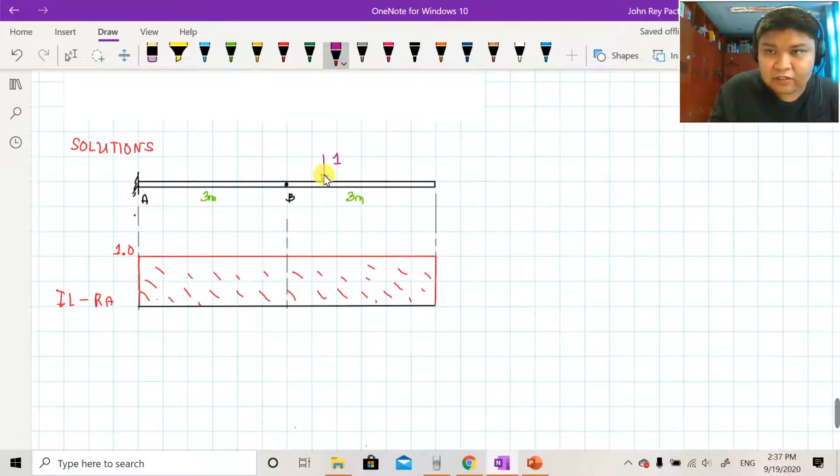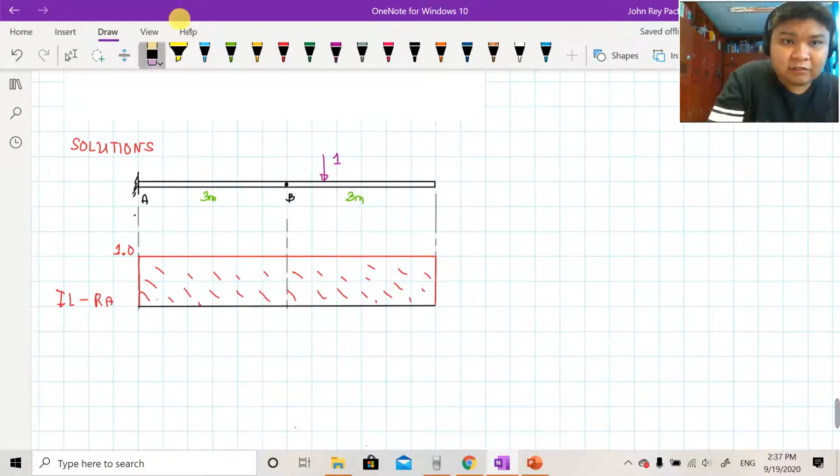Because for as long as the unit concentrated load is placed within the span of the beam, the reaction at A will still be 1. So I hope that is clear. Let me repeat, that is the concept of the influence line, right?